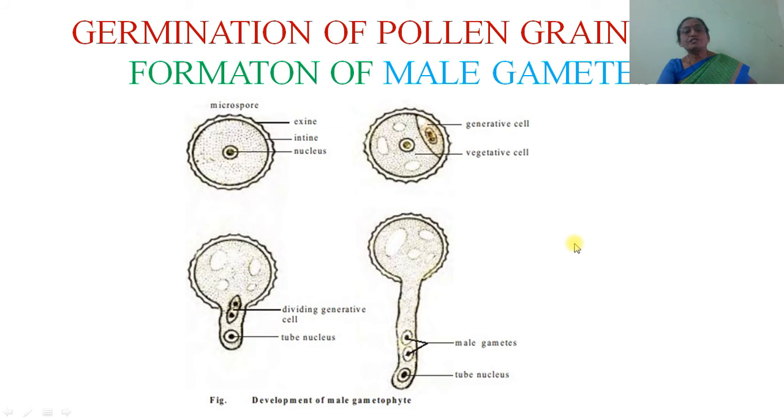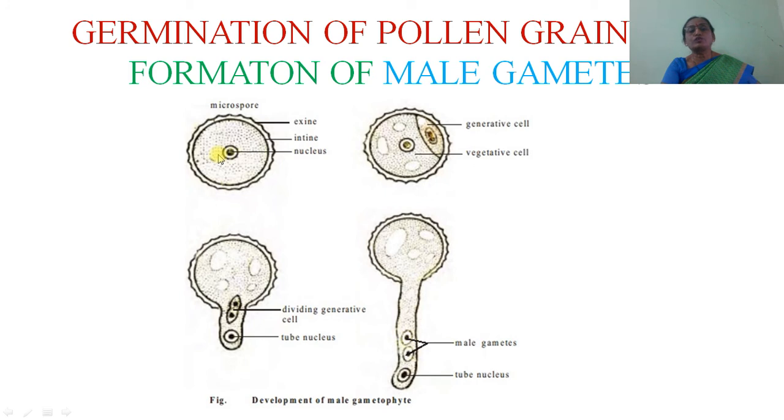After the formation of the pollen grain, when it becomes mature and is deposited on the stigmatic surface, there occurs the germination of the pollen grain, and formation of gametes; male gametes are found. This is the mature pollen grain.